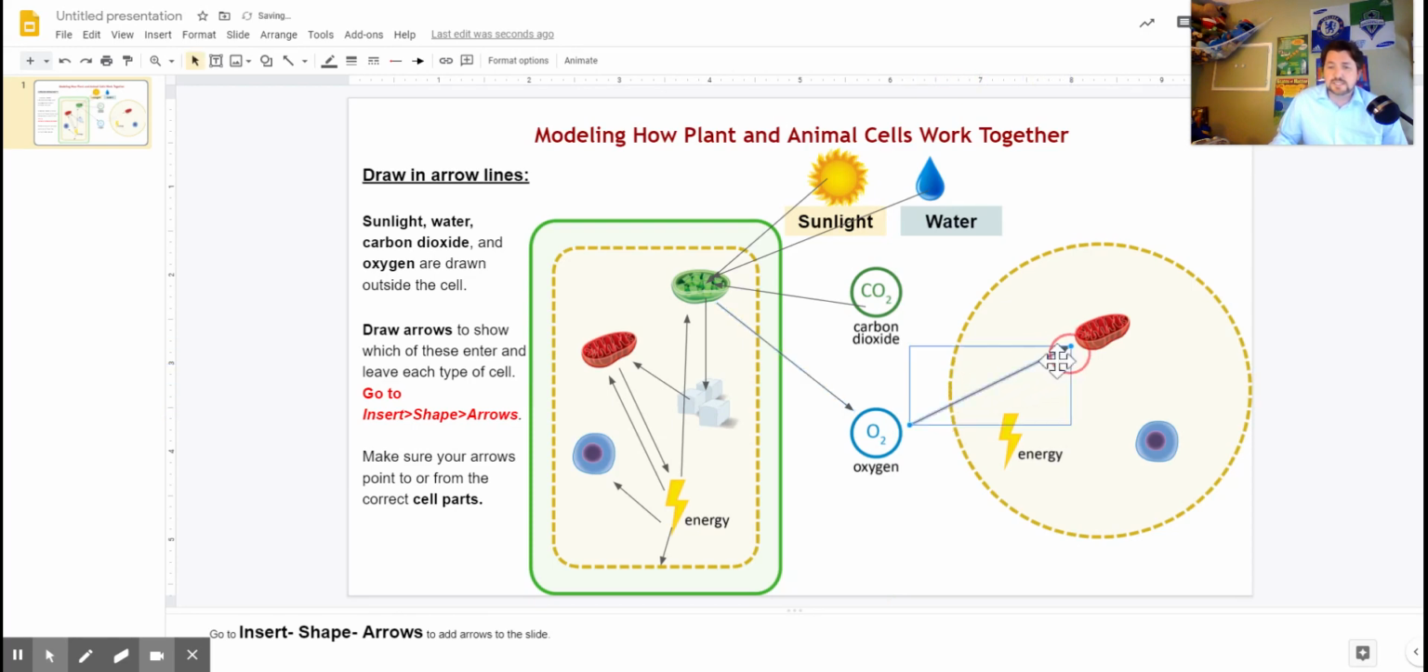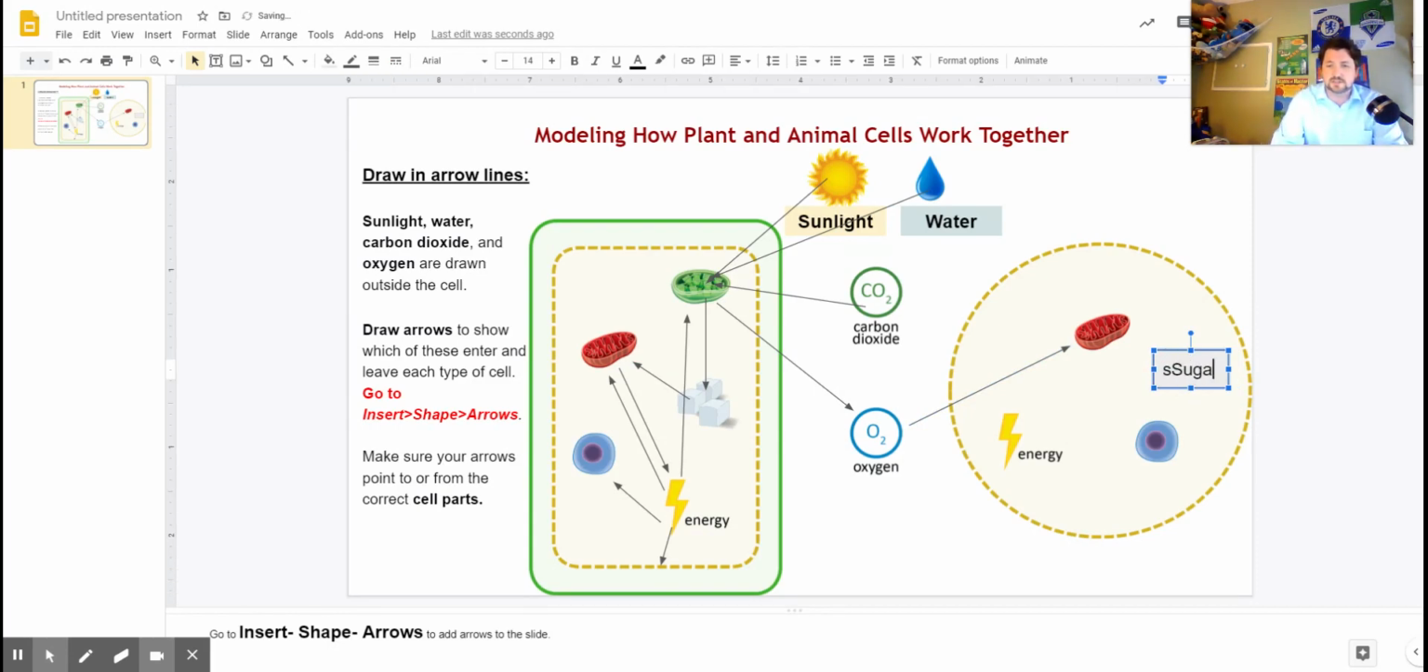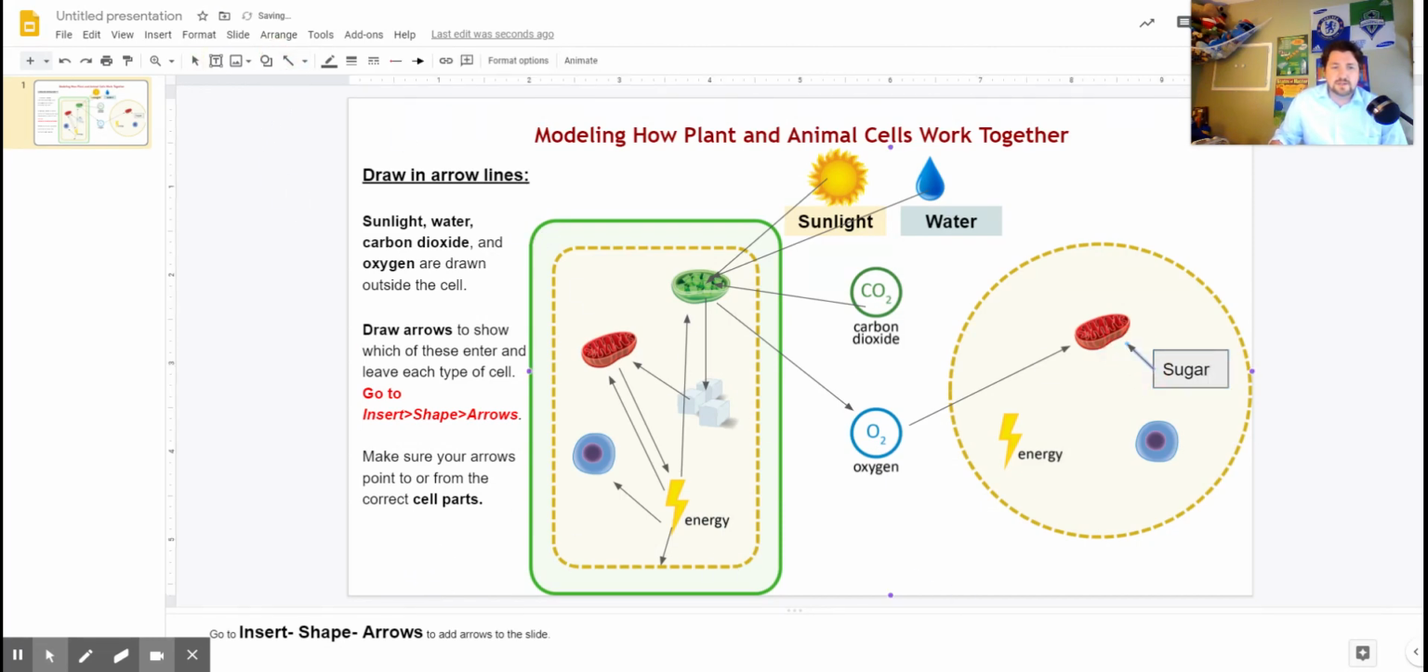So our mitochondria takes that oxygen. Oh, and we need to add one thing to this, and that is sugar. So I'm just going to add a little box and write sugar on there. Our mitochondria takes this oxygen and takes this sugar, and from that, this is how our cells get the energy we need. That energy is used to fuel every organelle in our cells.